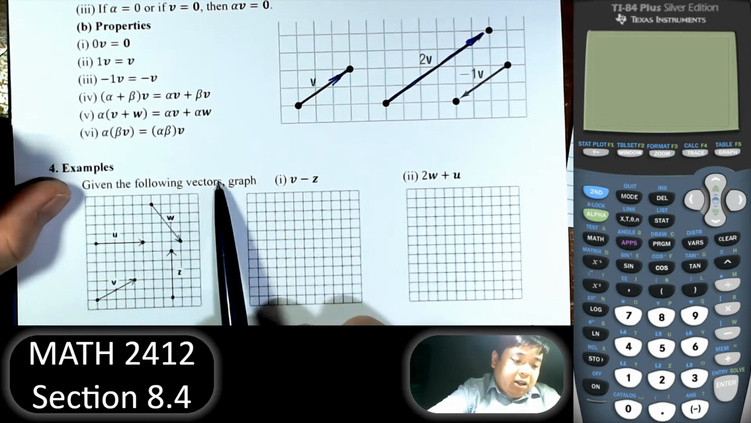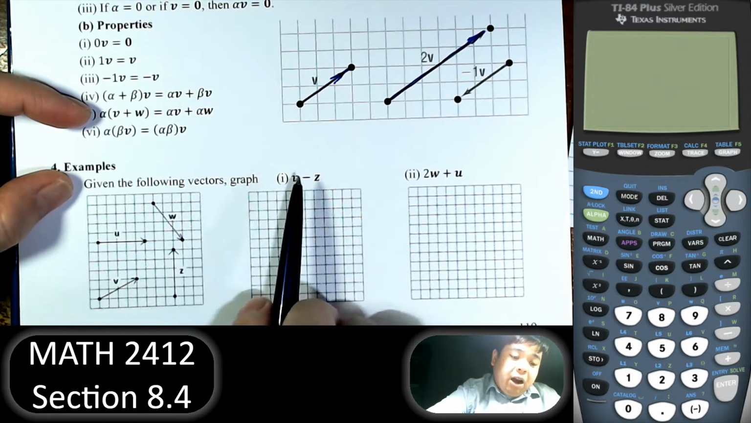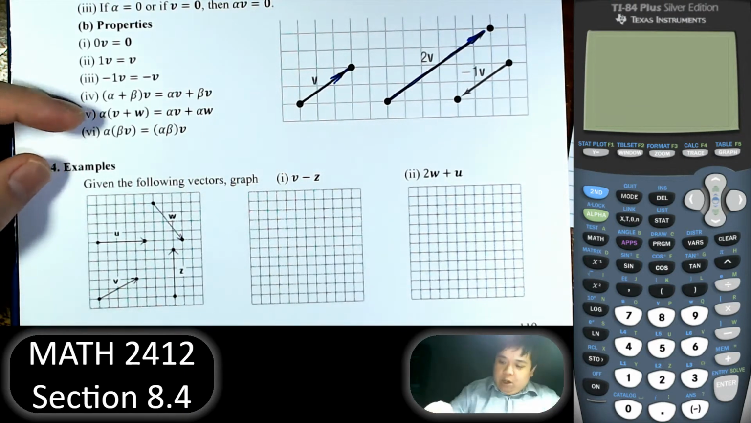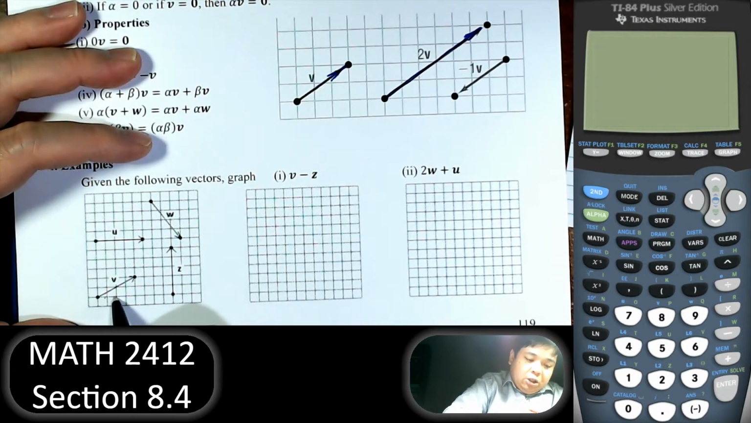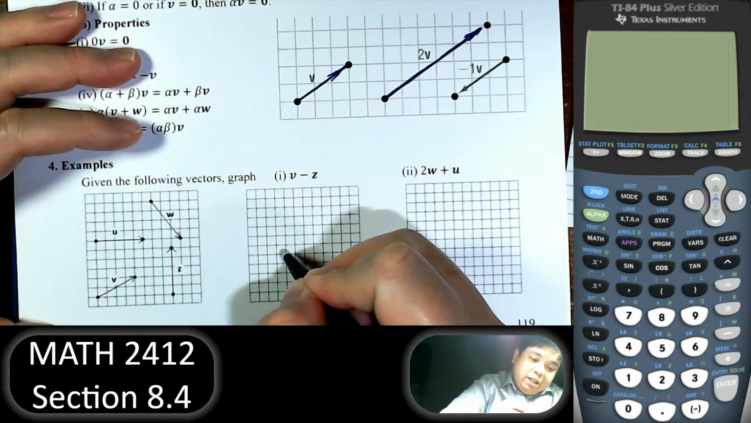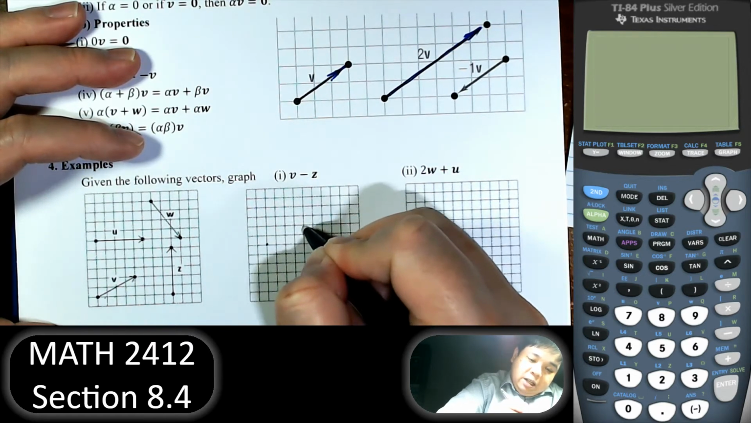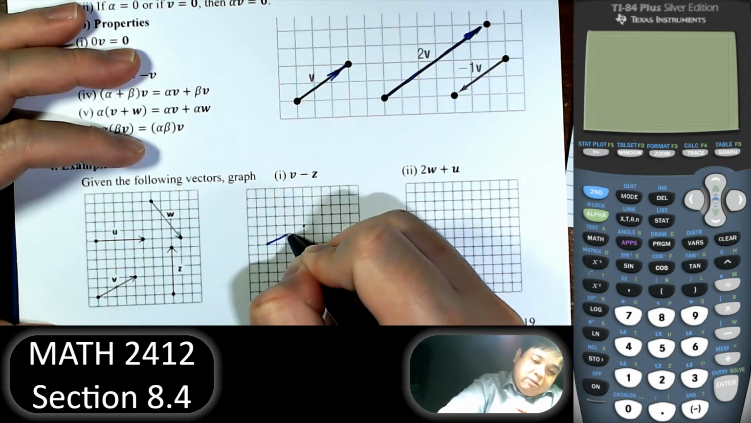Given the following vectors, we have u, v, z, and w. Find vector v subtract vector z. So first of all, vector v is 1, 2, 3, 4 to the right and 2 up. So that is vector v. Just put that somewhere in here. 4 to the right and 2 up. So this is vector v.